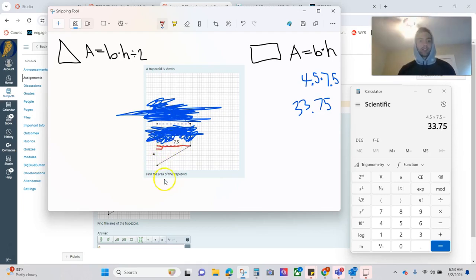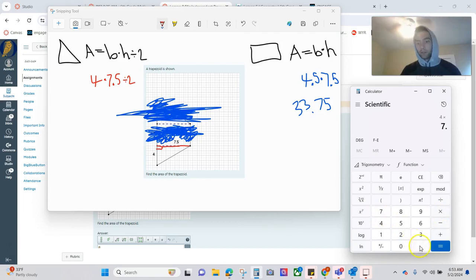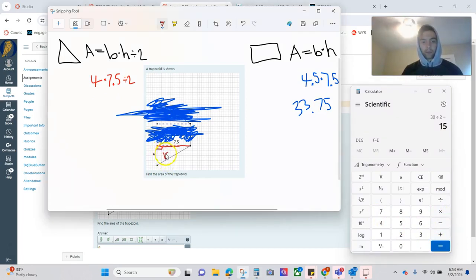So either side could be the base, either side could be the height, depending on how you orient or tilt your head. So let's write that. Just pick 4 as the base, times 7.5 divided by 2. 4 times 7.5 divided by 2 equals 15. There we go. It's 15.